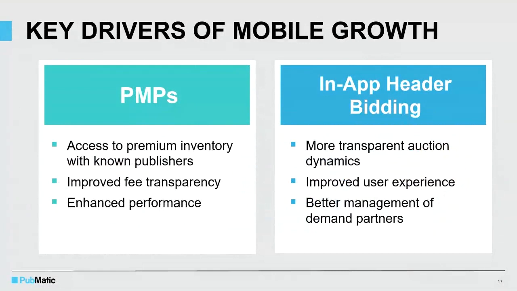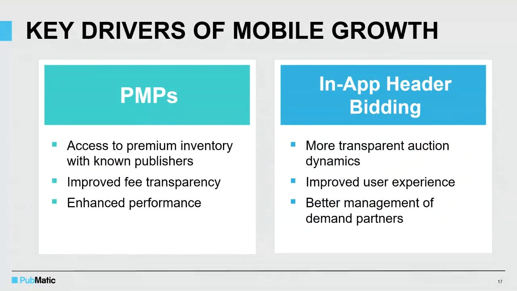For the generic reasons, PMPs provide a host of benefits, the same ones that they provide for web inventory. They allow publishers and buyers to transact directly. Buyers have good assurance the inventory is what it says it is, that it isn't spoofed. They can increase fee transparency. They give options for publishers to give buyers volume discounts. And on mobile, this has translated into 85% year-over-year growth on the PubMatic platform for PMP in-app.